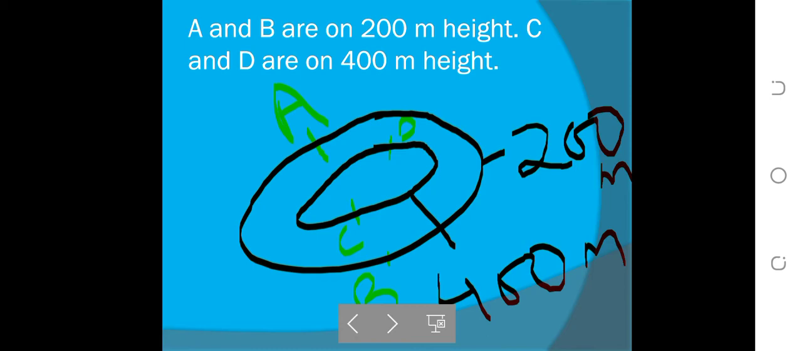A and B are at 200-meter height. C and D are at 400-meter height. So there are two different heights: 200-meter height, 400-meter height. Two heights are there. So we have to draw two contour lines: the 200-meter contour line and the 400-meter contour line. First we have to draw the 200-meter contour line. On the 200-meter contour line we have to locate A and B. Then the 400-meter contour line. On the 400-meter contour line we have to locate C and D.